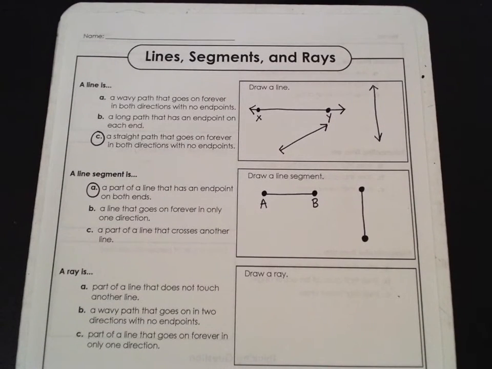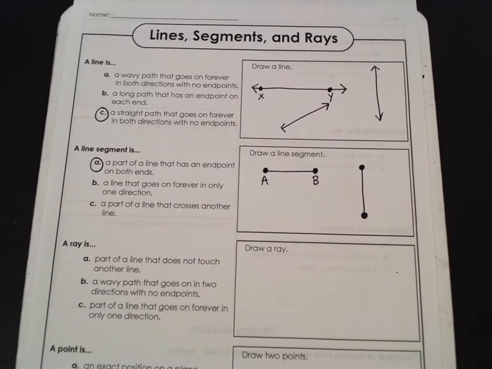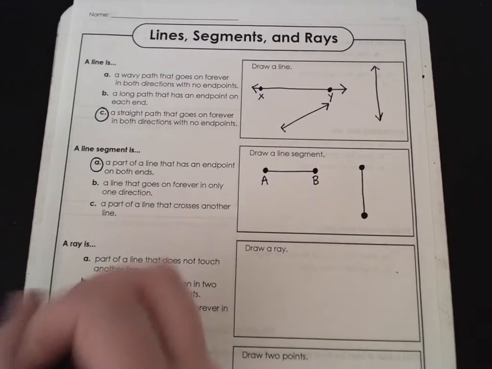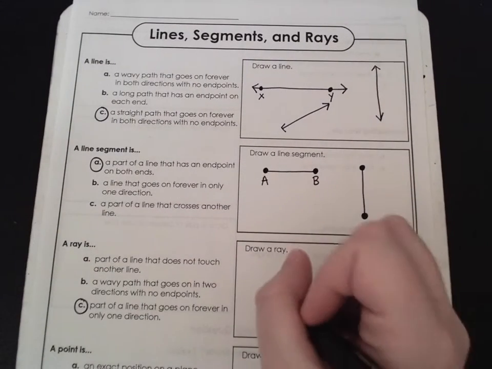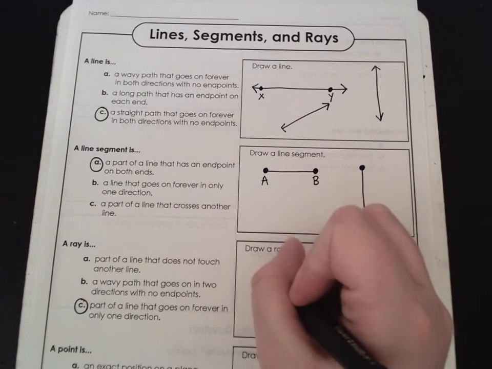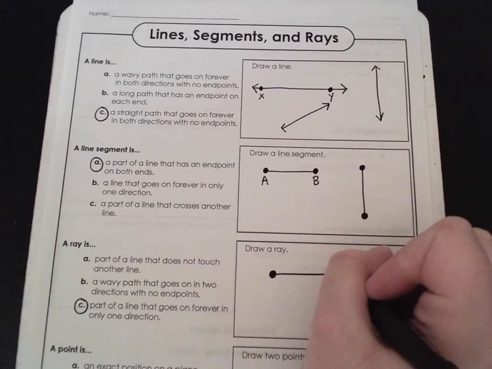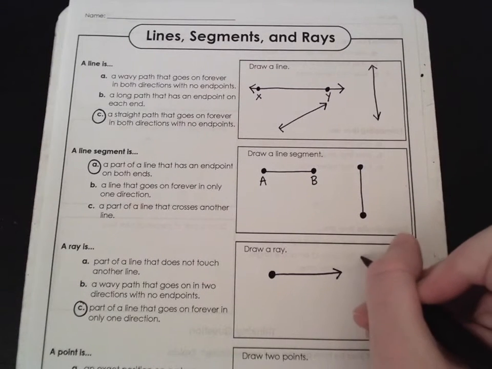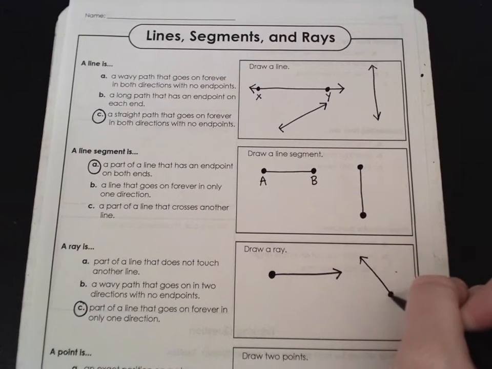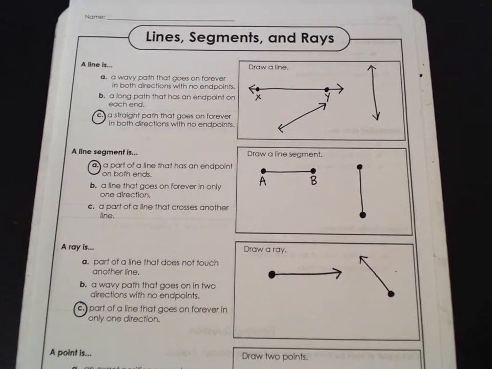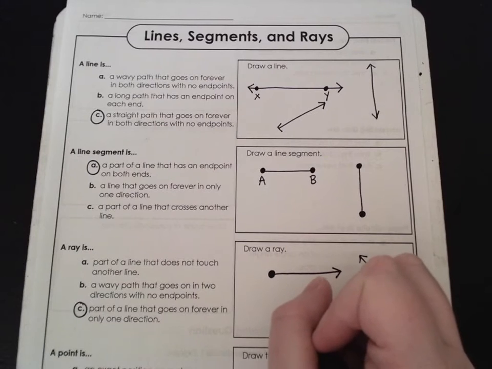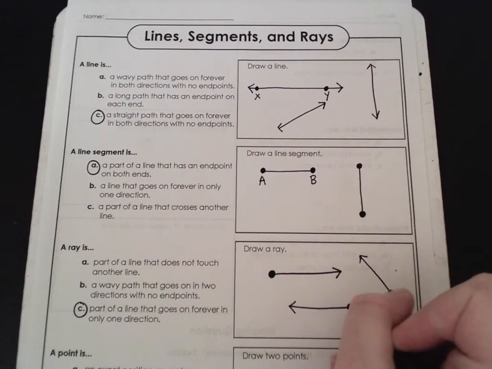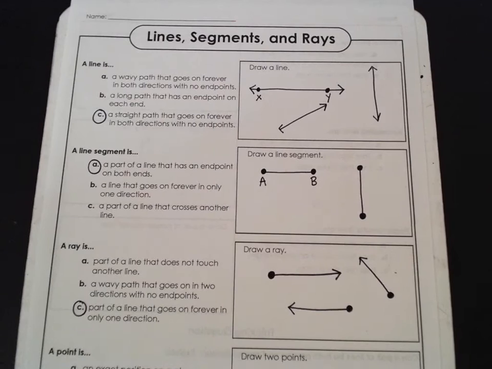The next one is a ray. A ray is part of a line that goes on forever in only one direction. So this is how we draw a ray. I have my endpoint and then an arrow on the other side to show that that's going to continue going to the right forever. They can be pointed any way, as long as you have an endpoint on one side and an arrow on the other. So those are all examples of a ray.